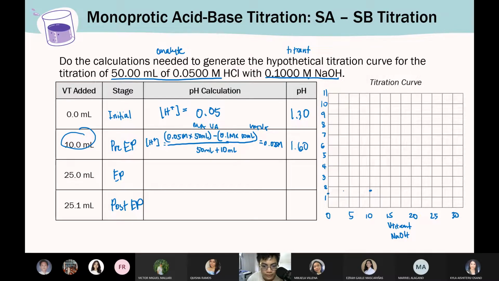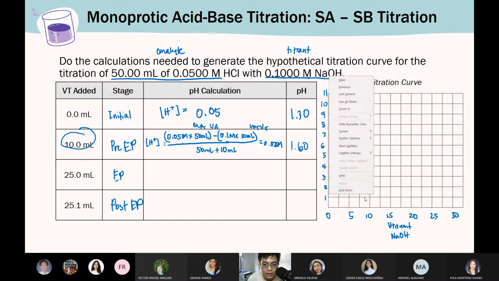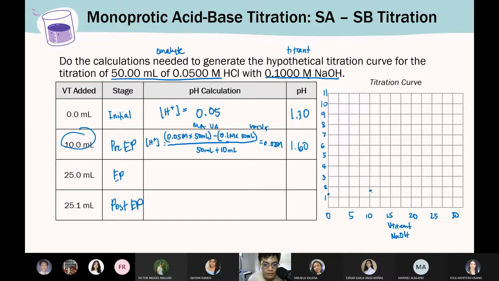Okay. So, medyo tumaas yung pH, no? So, again, ano meaning nun? Meaning nun, nag-react na siya sa base natin. Okay? So, 1.60, medyo tumaas.